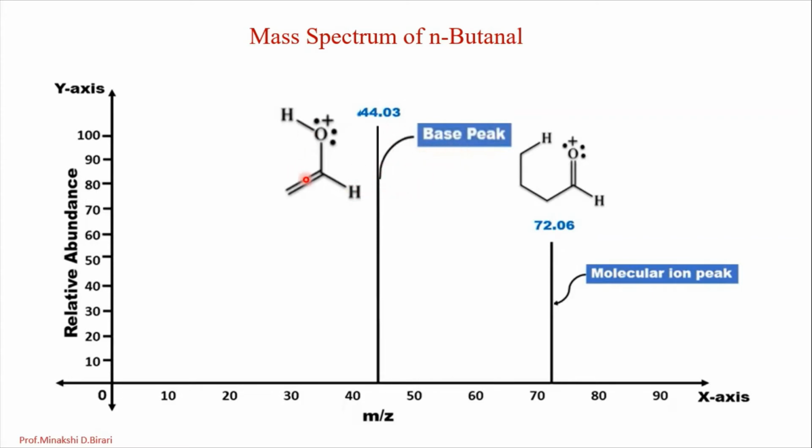So the base peak can be observed at m/z ratio 44.03 due to the formation of such a type of ion, and the molecular ion peak can be observed due to the formation of such a type of structure at mass to charge ratio 72.06. So it is the interpretation of the mass spectrum of n-butanal.